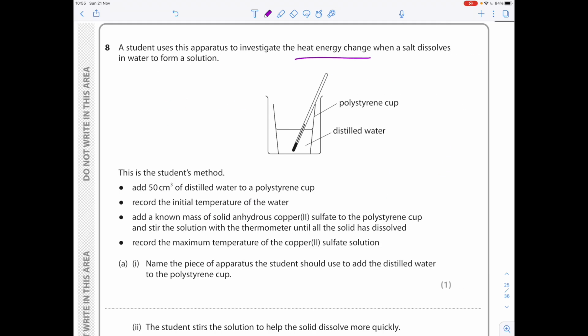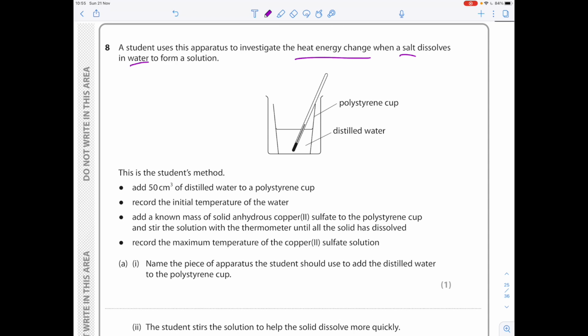A student uses this apparatus to investigate the heat energy change when a salt dissolves in water to form a solution. This is the student's method. Add 50 centimetres cubed of distilled water to a polystyrene cup, record the initial temperature, add a known mass of solid anhydrous copper 2 sulfate to the cup and stir the solution with the thermometer until the solid has dissolved. Record the maximum temperature of the copper 2 sulfate solution.